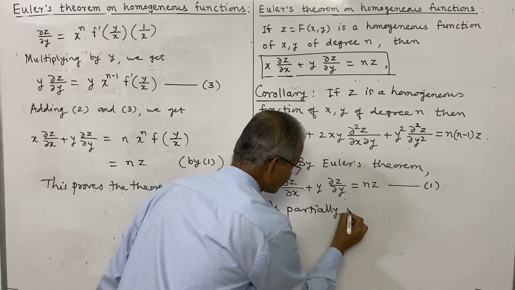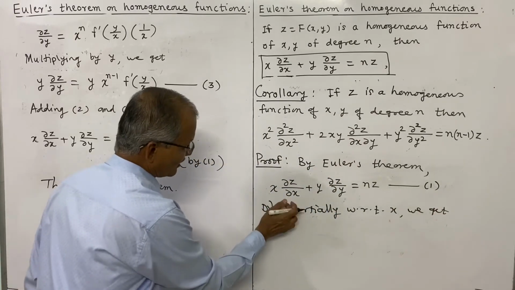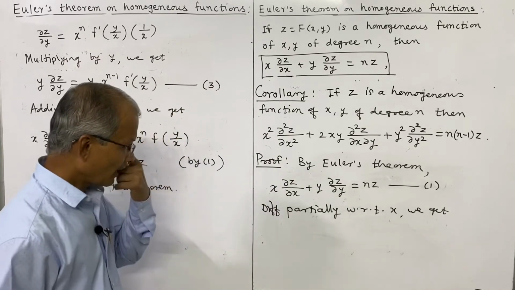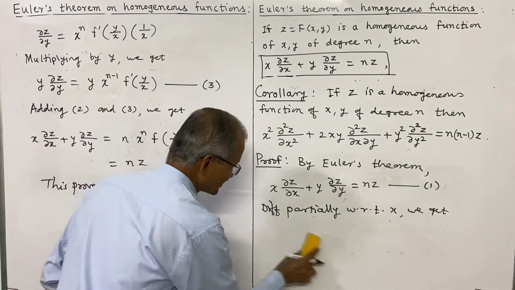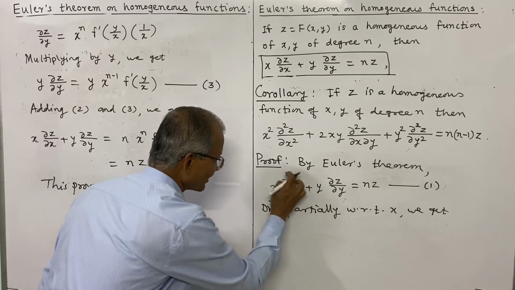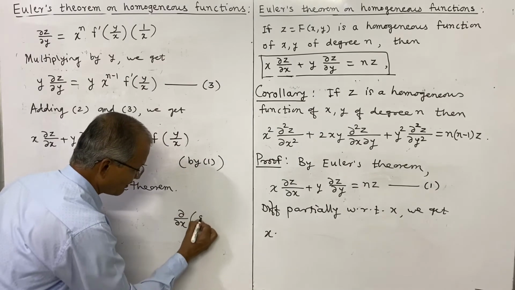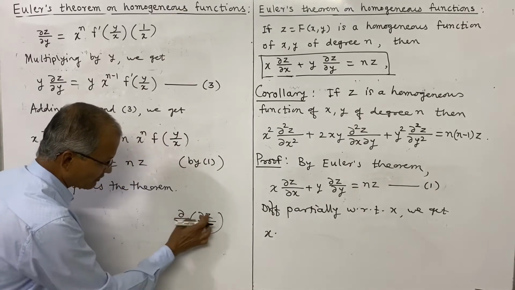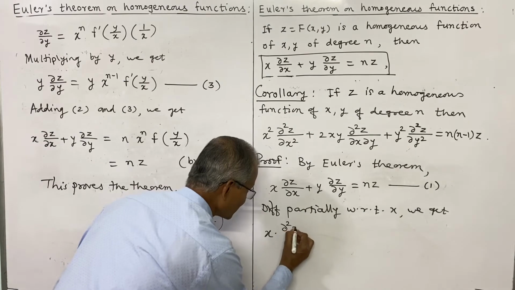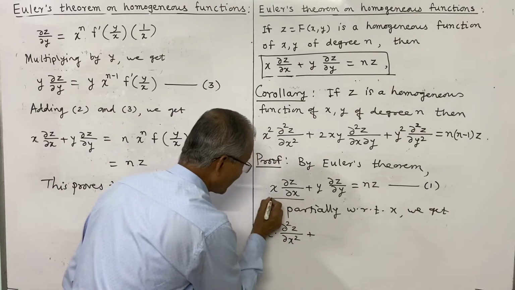So I shall call this 1 and differentiate partially with respect to x. We get, and here we have to use the product rule because it is a product of x and ∂z/∂x. First function I shall write as it is, times the derivative of the second, that is ∂/∂x of ∂z/∂x, which is ∂²z/∂x². Plus, we again use the product rule here.